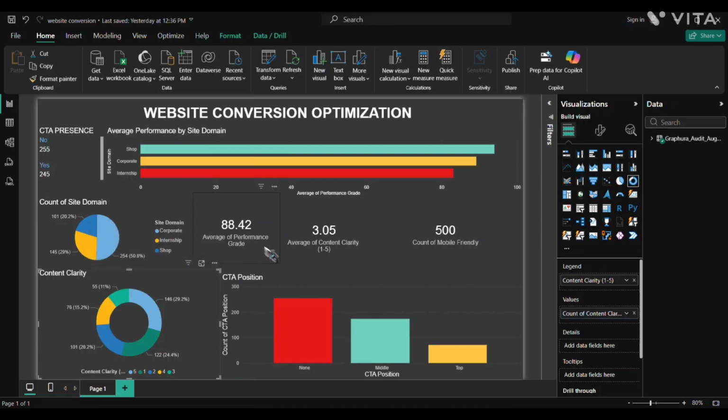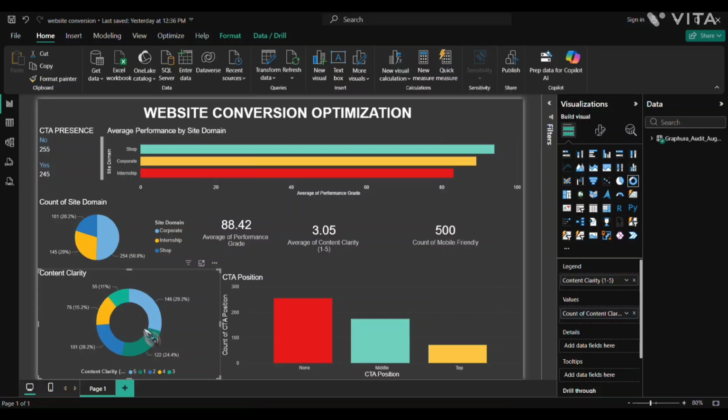Now the average performance grade of all the pages combined is 88.42, and the average content clarity is 3 out of 5. Now what is content clarity? Content clarity is basically how effective that website page is in conveying the message it wants to convey to the customer. And all the websites that we have considered are mobile friendly.